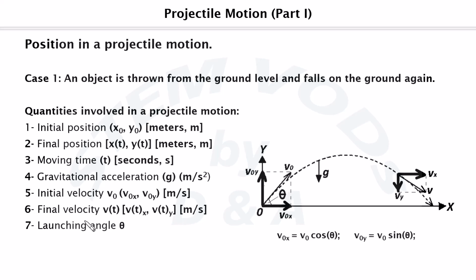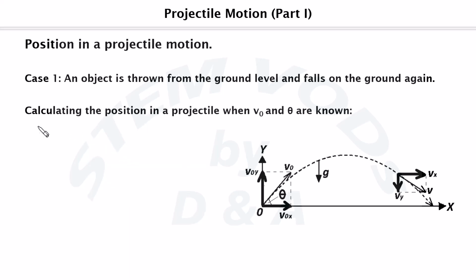Another thing to consider here is the launching angle theta. It shows the direction of the initial velocity to the horizontal axis. Thus, based on trigonometry topics, it is clear that the horizontal initial velocity v0x is written as v0 times cosine theta and the vertical initial velocity v0y is written as v0 times sine theta.